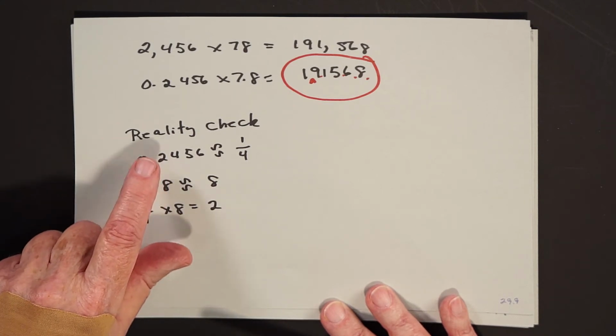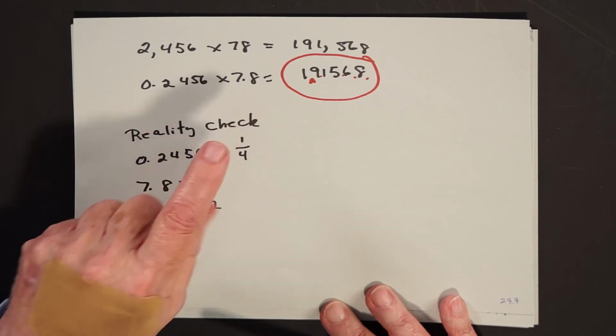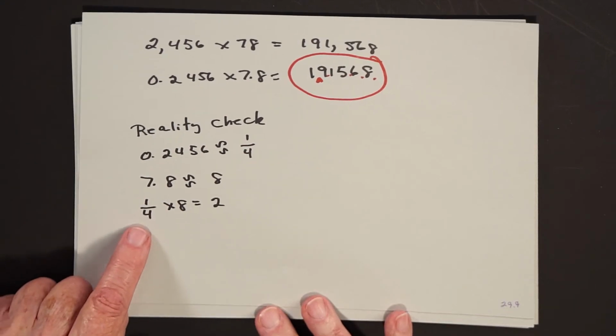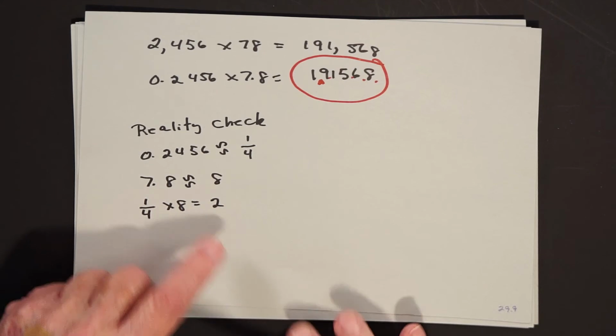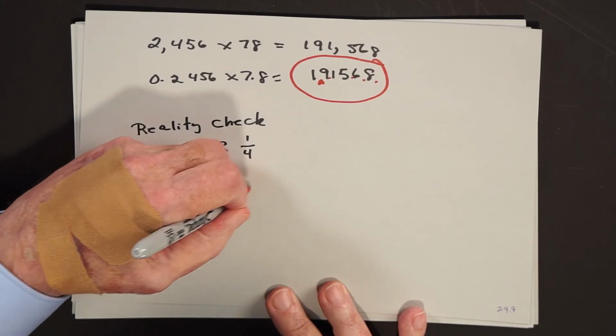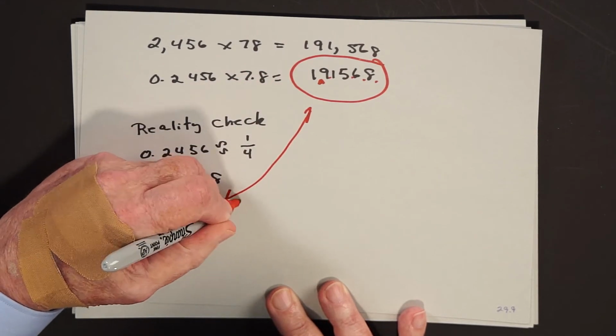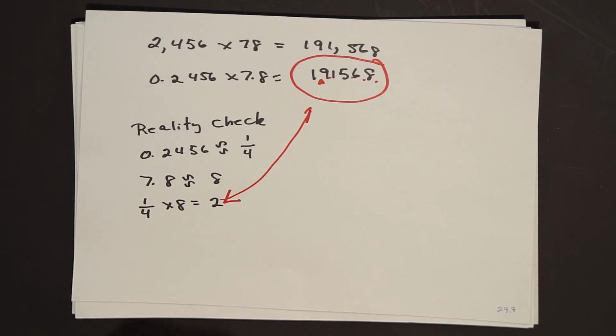So 0.2456 times 7.8 should be pretty close to 1/4 times 8. 1/4 times 8 is 2, and I think this is a pretty good reality check. Okay? So again, what was the importance of this problem? To understand that the sequence of digits determines the adjective. The decimal point simply determines what noun the adjective is going to modify.